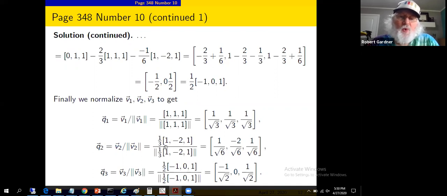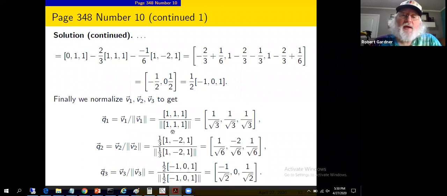So 1, 1, 1, 1/3 of 1, -2, 1, 1/2 of -1, 0, 1. All right, so that's the three vectors we had above. Now we're going to take those and divide them by their magnitudes. We're going to normalize them. I guarantee you these three vectors are orthogonal. All right, then all we got to do is normalize them, divide them by their magnitudes. Here's where the messy numbers will almost certainly come in. We're going to make these unit vectors. You're probably going to see square roots when you do this.